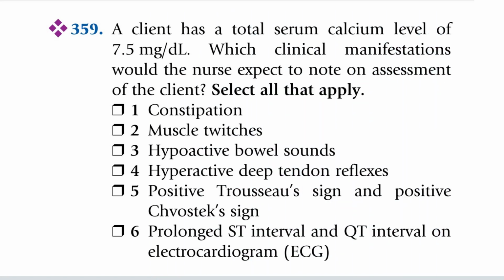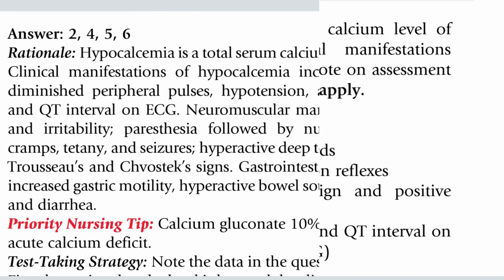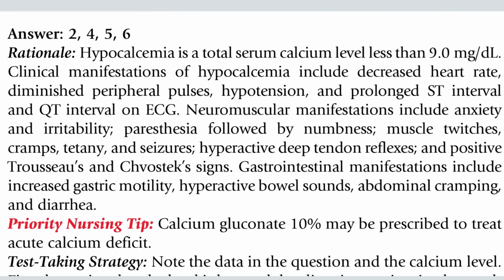359. A client has a total serum calcium level of 7.5 mg/dL. Which clinical manifestations would the nurse expect to note on assessment of the client? Select all that apply. 1. Constipation. 2. Muscle twitches. 3. Hypoactive bowel sounds. 4. Hyperactive deep tendon reflexes. 5. Positive Trousseau's sign and positive Chvostek's sign. 6. Prolonged ST interval and QT interval on electrocardiogram, ECG. Answer: 2, 4, 5, 6.